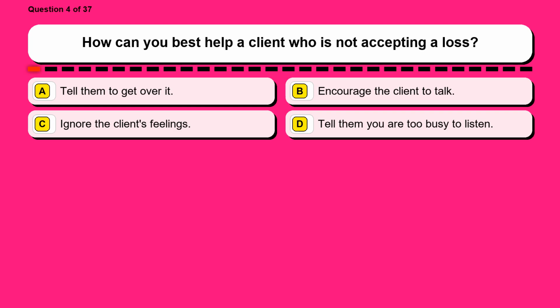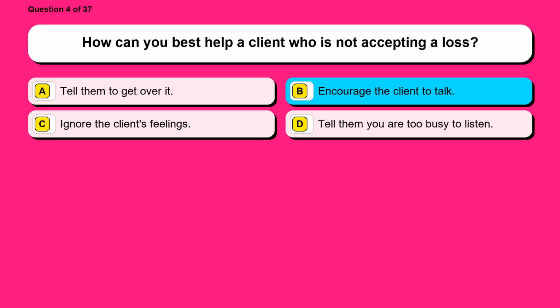Question 4. How can you best help a client who is not accepting a loss? Option A. Tell them to get over it. Option B. Encourage the client to talk. Option C. Ignore the client's feelings. Option D. Tell them you are too busy to listen.